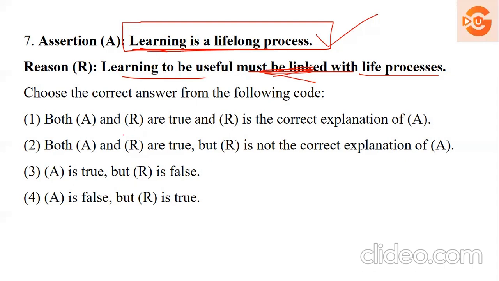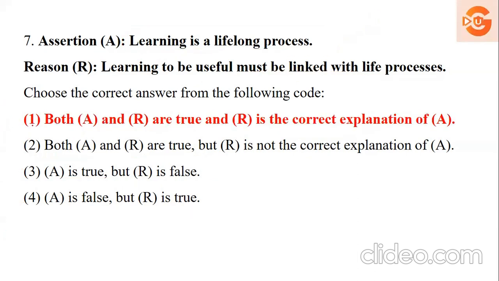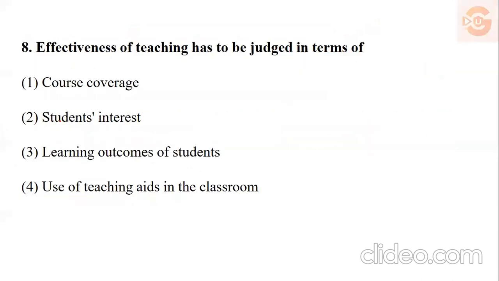So if you see the first option, A and R are true and R is the correct explanation. This is our actual option. But let's see the next option also. A and R are true but R is not the correct explanation. No. This is false. A is true, R is false. This cannot be. A is false, R is true. No. So our correct option is option number 1. That is your correct answer, option number 1.